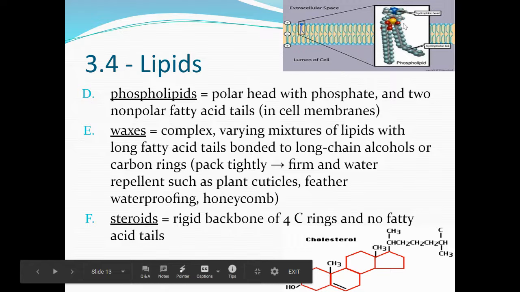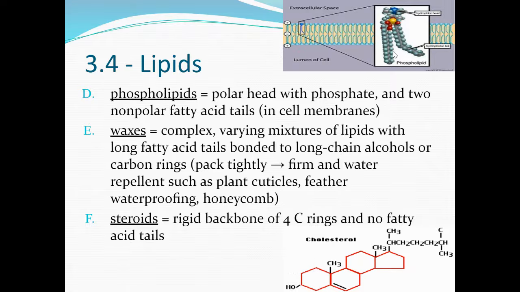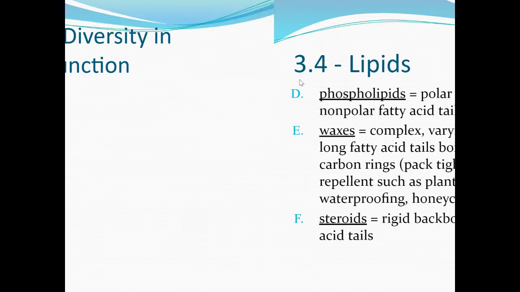Here's our phosphate head and lipid tails of the phospholipids, excuse me, that I was mentioning before. And like I said, in chapters 4 and 5, we'll learn that the cell membrane, which this diagram is trying to mimic, shows kind of a double layer of phospholipids. So we'll get a lot more into that later on.